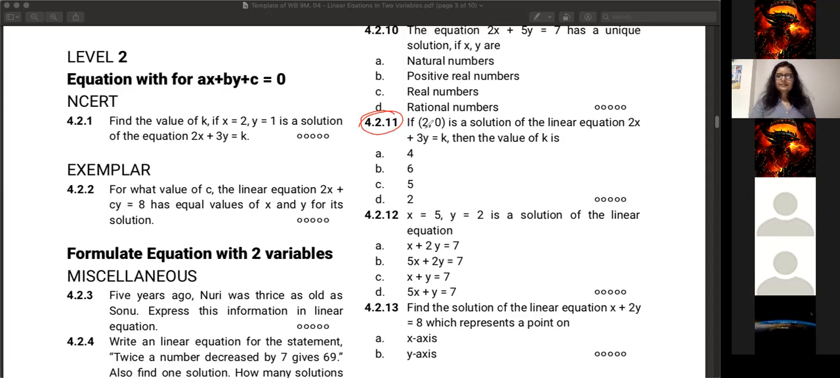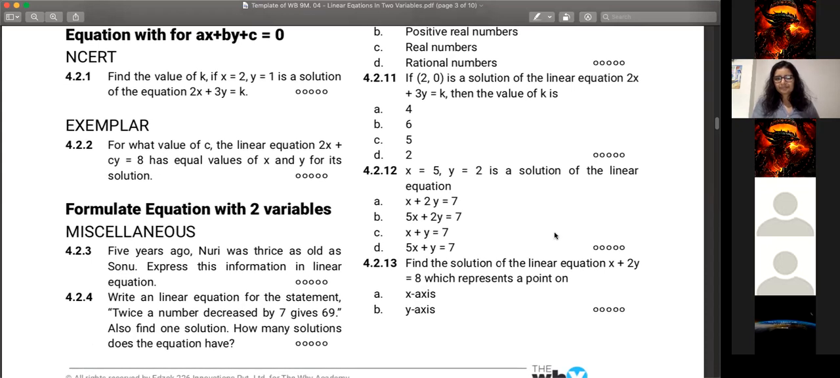Hmm? Yes, that is correct. It is like 4, right? How is it A? A? Yeah, it's A. He said the answer, not the option number. I said the answer is 4, not like the option number. Okay.